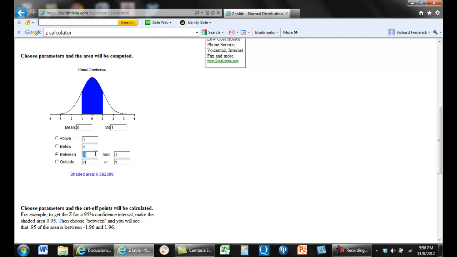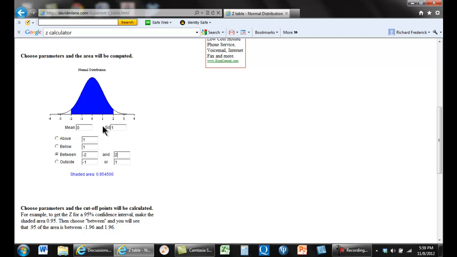If we change that to a -2 and 2, then it's closer to what, 95%, something like that, 95.4%. So if we randomly select a value under a normal distribution, 95% of the time it'll be within 2 standard deviations of the mean.